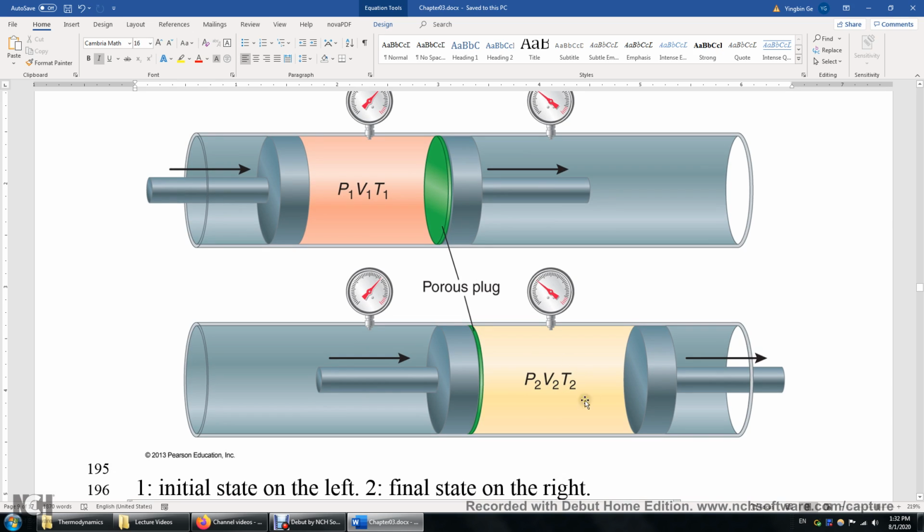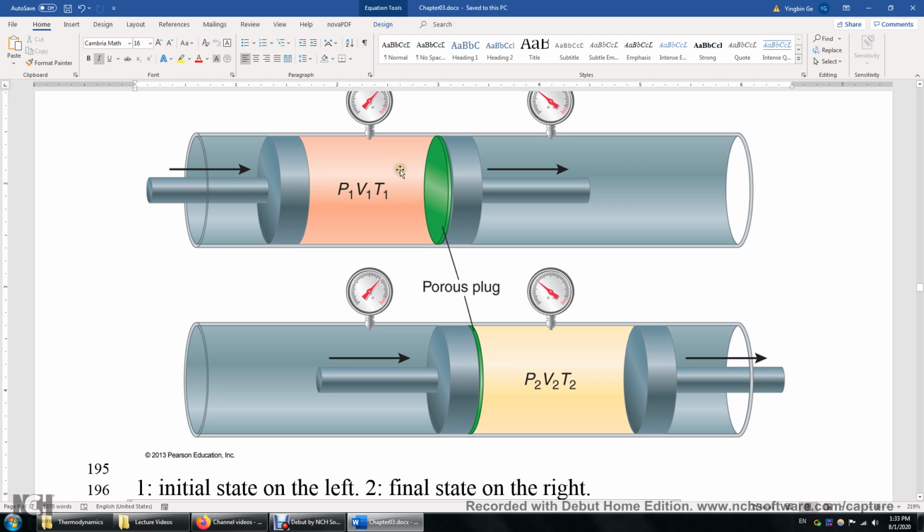Now we're looking at the final state. You have this gas with P2, V2, T2. The external pressure here is slightly lower than P2. Now let's do some derivation. 1 is the initial state on the left-hand side. 2 is the final state on the right-hand side.